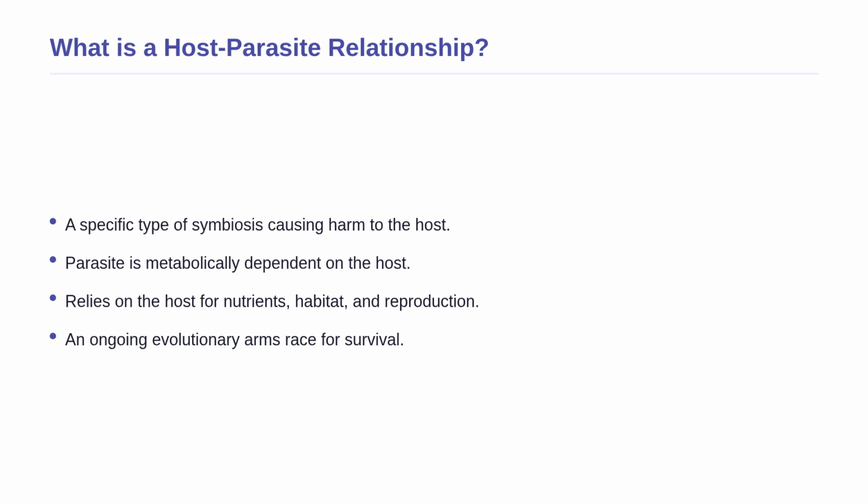The parasite is metabolically dependent, meaning it cannot survive on its own. It steals essential nutrients, uses the host as a habitat, and relies on it for a safe place to reproduce. Meanwhile, the host's immune system constantly fights back, creating a never-ending evolutionary arms race where both species are constantly adapting to outsmart each other.